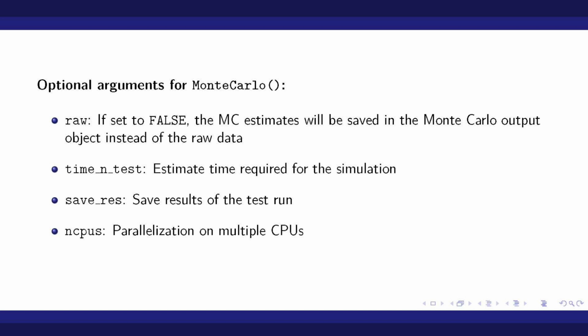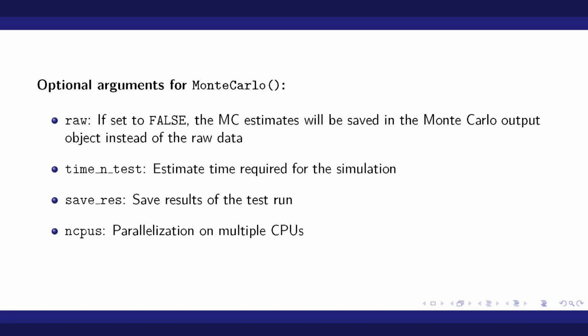If we set raw equals false, then the Monte Carlo estimates will be directly saved in the output object instead of the raw data. For a small parameter grid, the results can then be directly seen in the R console, which might be helpful. If we set time_n_test equals true, the required time for the simulation will be estimated based on a reduced grid and fewer repetitions. This might be helpful for large simulations or slow test functions.